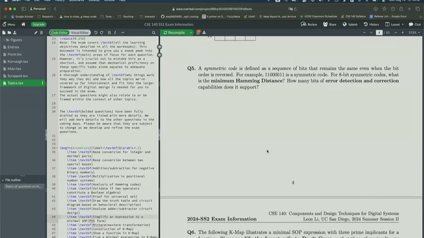Minimum Hamming distance. Can I ask another question? Just right now, like the broadcast you're recording, just gonna.